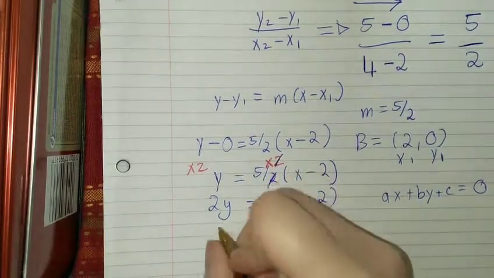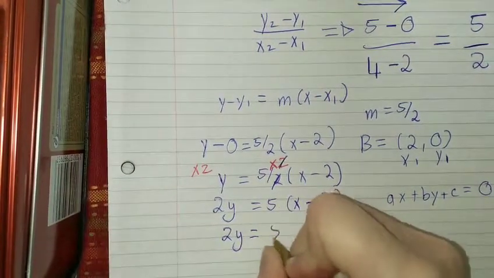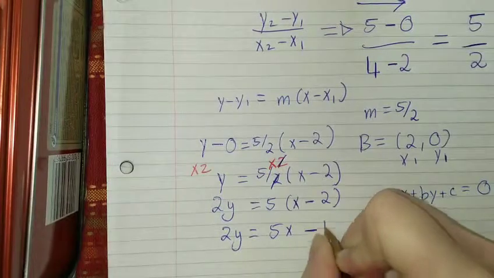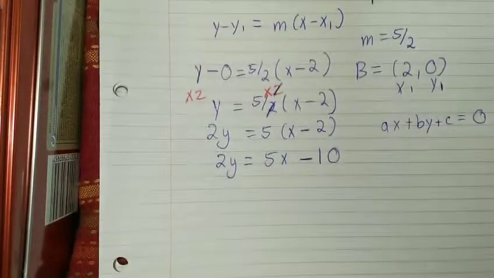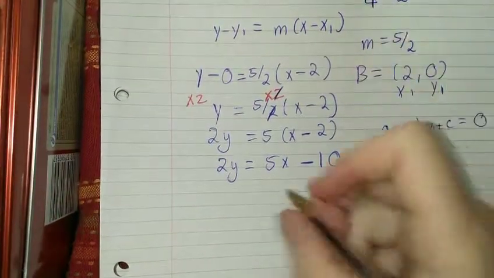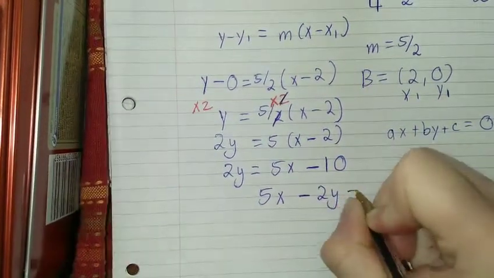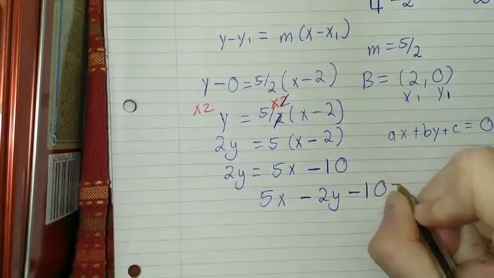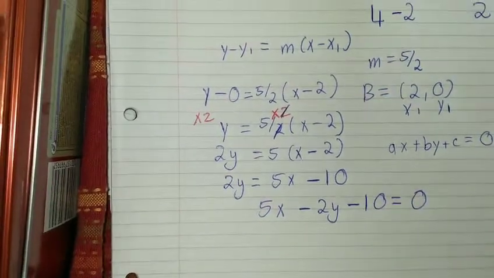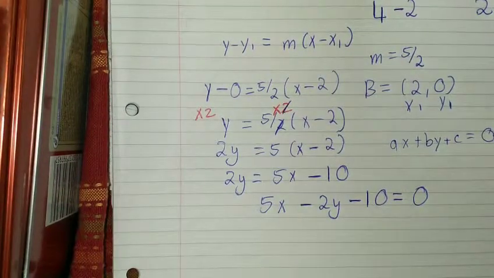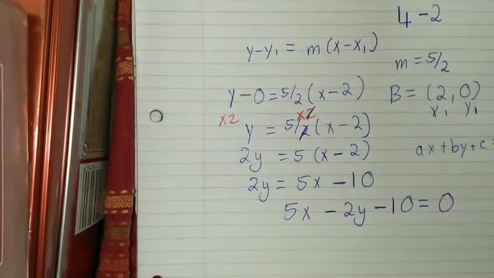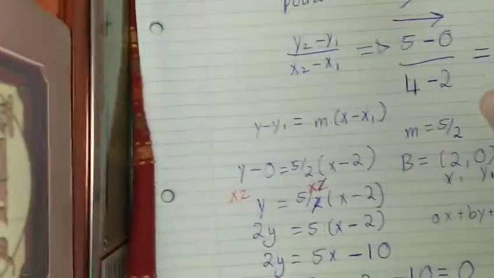So now I have to multiply out this bracket. So 2y is equal to 5x minus 10. If I bring everything onto the same side, 5x minus 2y minus 10 is equal to 0. And that is the equation of my line. And that is that done.